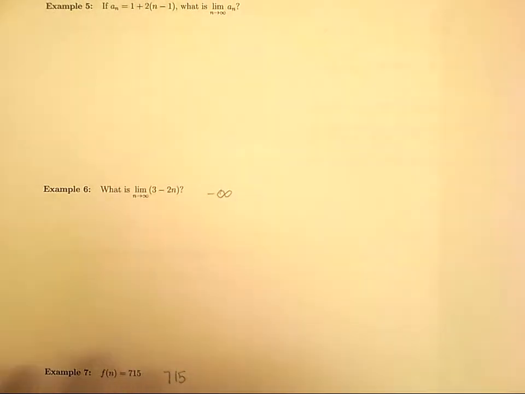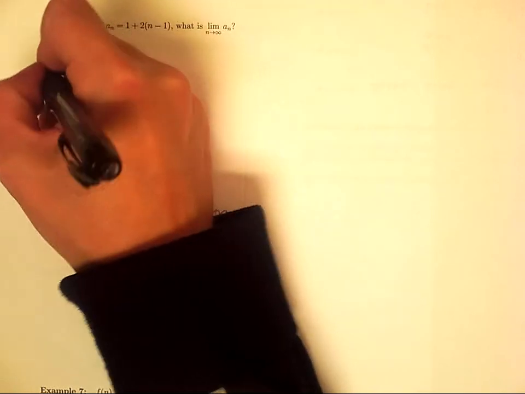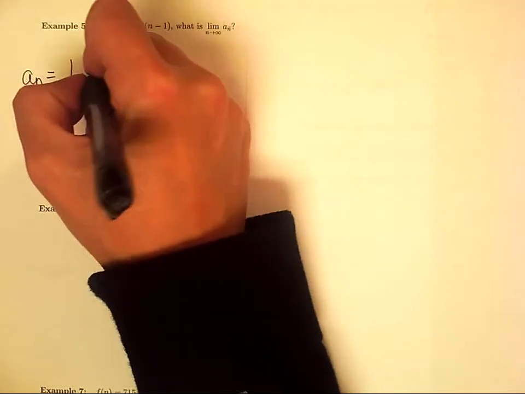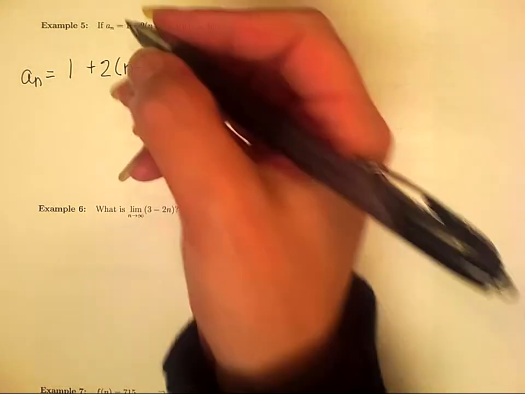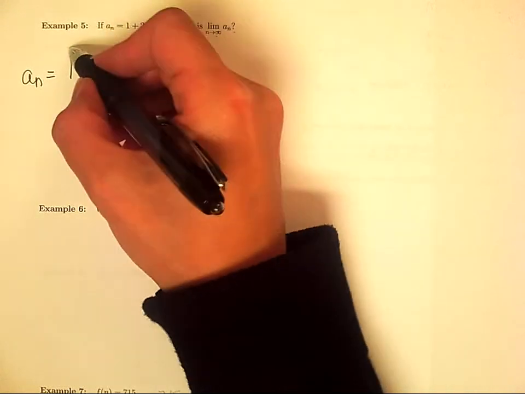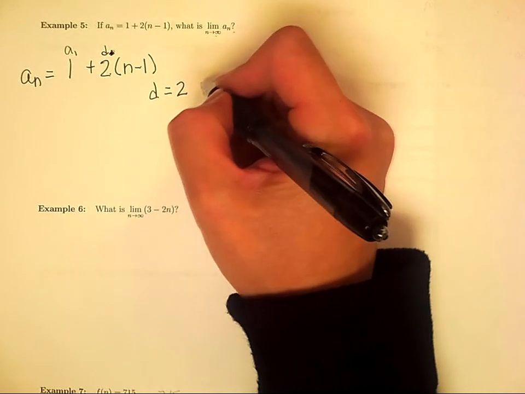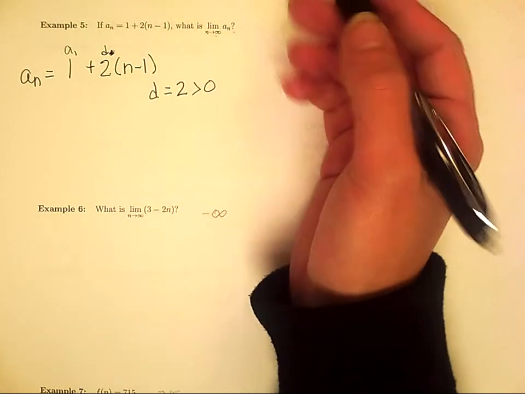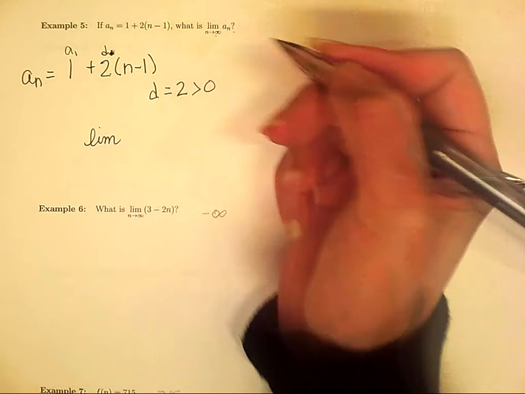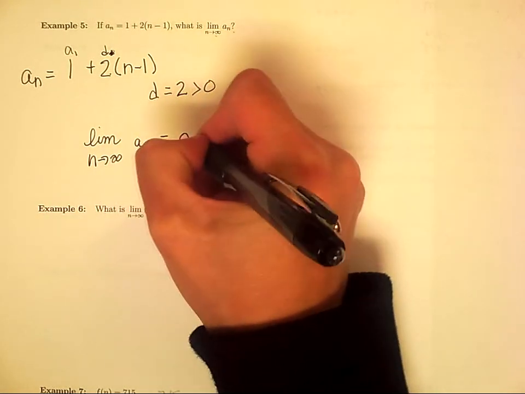Now we can ask ourselves, what is it about this limit? So I should rewrite this. a sub n is equal to 1 plus 2 times n minus 1. And we're asked about this limit. Well, d is equal to 2. This is a sub 1, and this is d. Now 2 is greater than 0, so we're consistently adding more and more. So we can say the limit as n goes to infinity of the sequence will go to positive infinity.